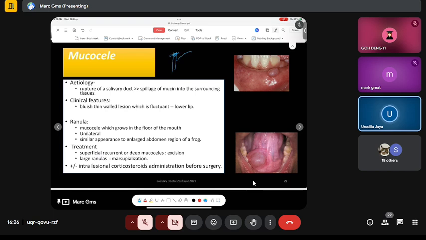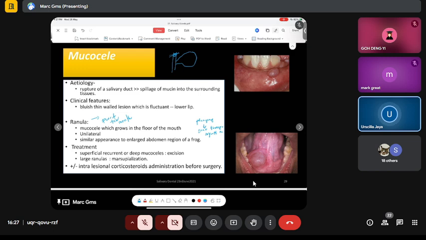And ranulas are basically stasis, right? So it is mucosal, which grows in the floor of the mouth, and it's unilateral and similar in appearance to the enlarged abdomen region of the frog. If it's a simple ranula, it is present intraorally at the floor of the mouth. When it goes through the mylohyoid muscle, that's when we call it plunging ranula. So it goes into the neck. That means you look like the frogs.